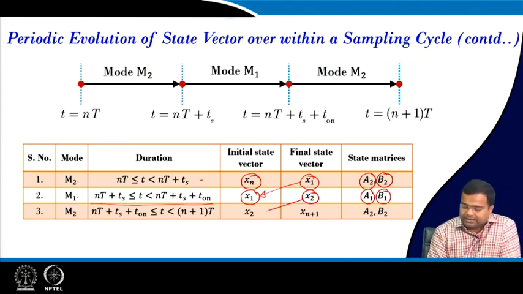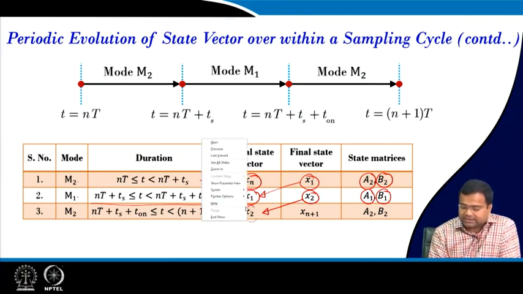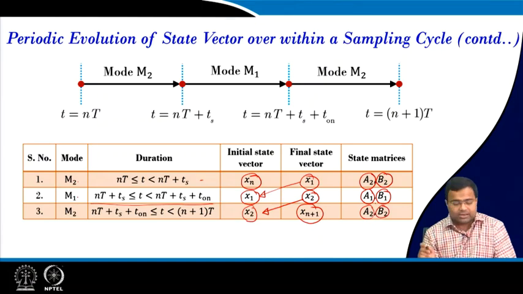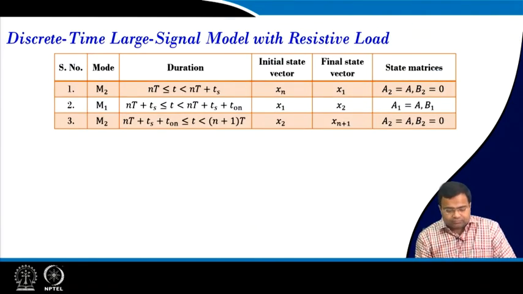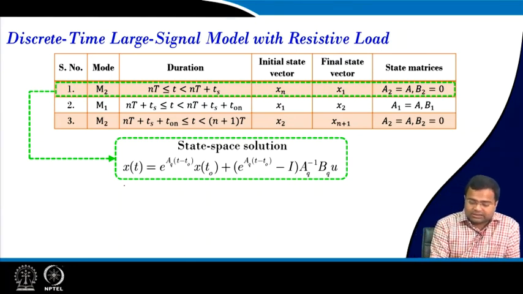Again, this will be the initial state for the next configuration. So, X2 is the initial state and the final state is Xn plus 1, and in this mode again it is mode 2, so A2 and B2 matrices. You will get details about this in different books, and you can also refer to this paper. Here we want to get the complete state. We know the state space solution for each mode.